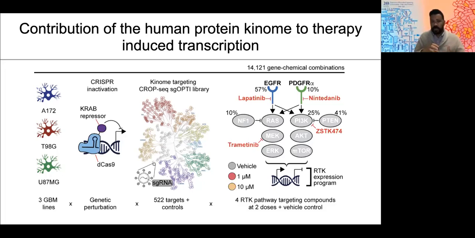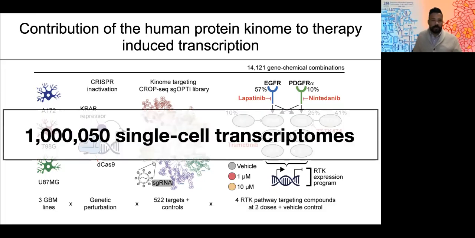And then we took those heterogeneous cell pools and exposed them to one of 4 small molecules targeting different parts of this pathway at 2 different doses, as well as vehicle control. So really what we want to understand here is how each kinase in the human protein kinome contributes to the dynamic response that's induced by these compounds in the context of glioblastoma. In total for the screen, we have about 14,000 unique conditions and over 1 million single-cell transcriptomes. And again, this is within the context of 1 experiment.